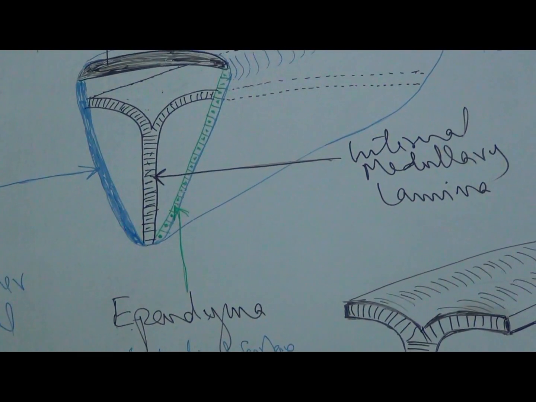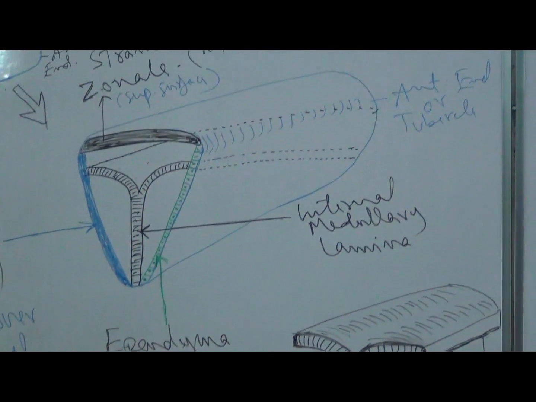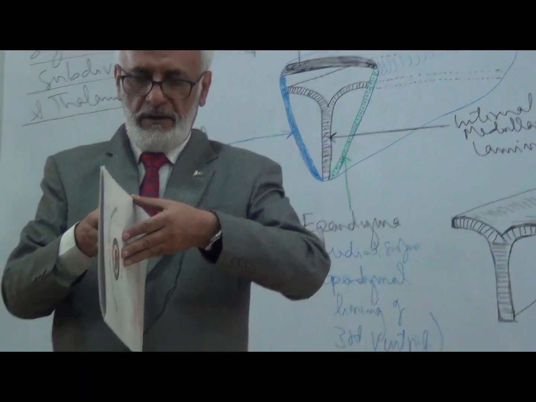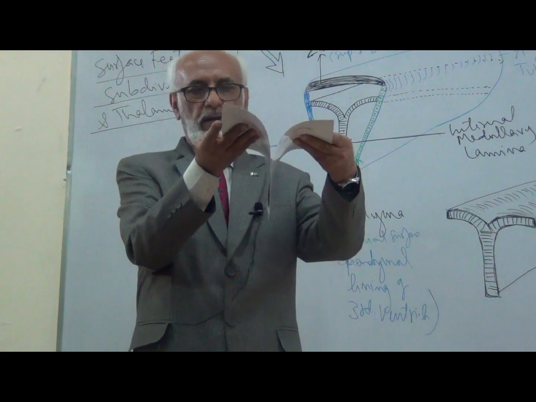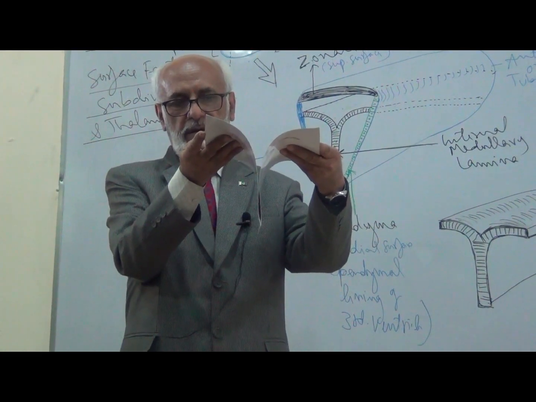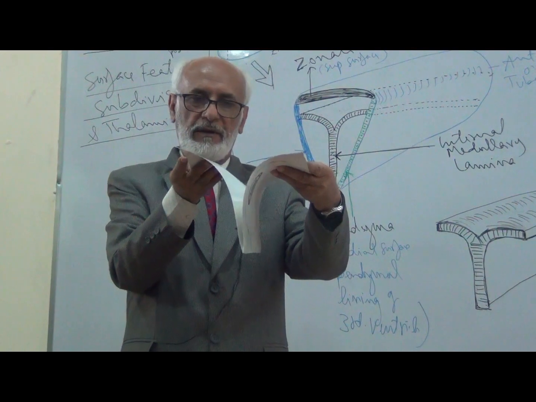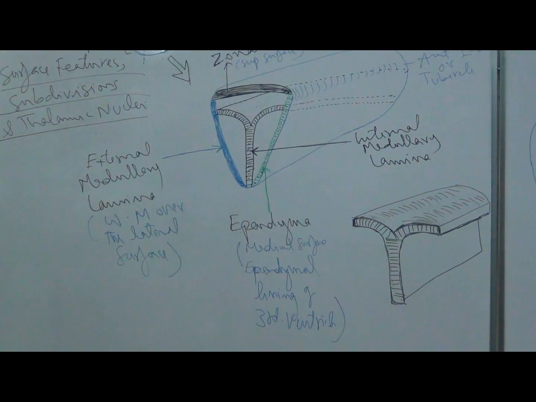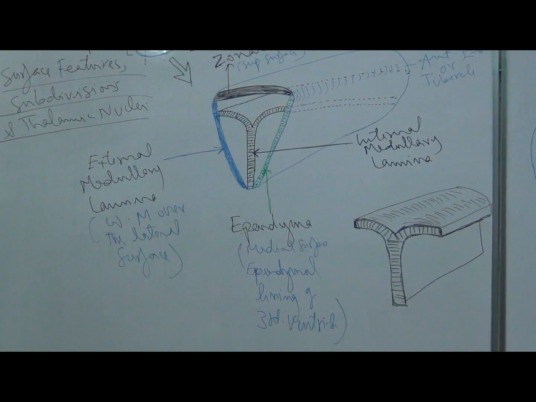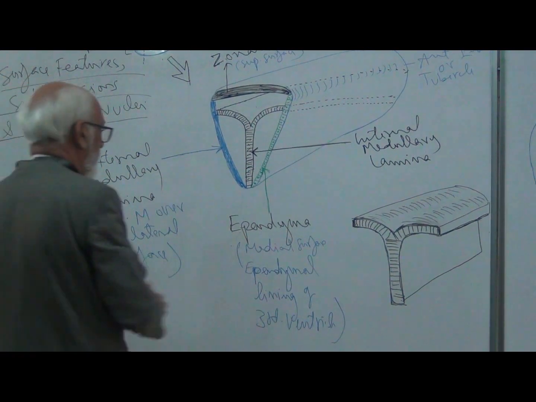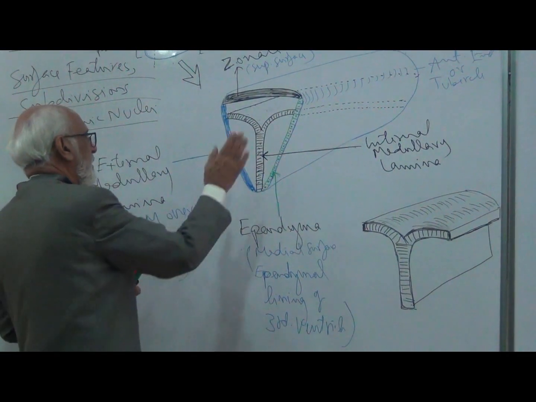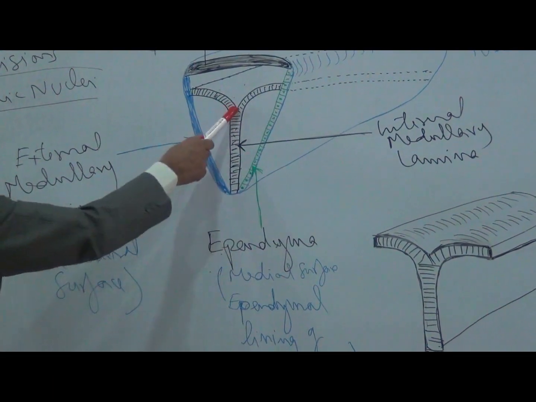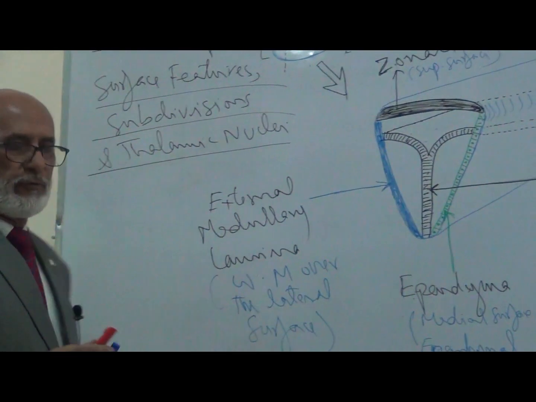Now it is just like this. For example, this is a register, so you can see the upper part splits like this. The lower vertical part and the upper part split and divide into two diverging laminae. This is internal medullary lamina. It is a mass of white matter embedded in the gray matter. Now in this way, the internal medullary lamina divide the thalamus into three parts.